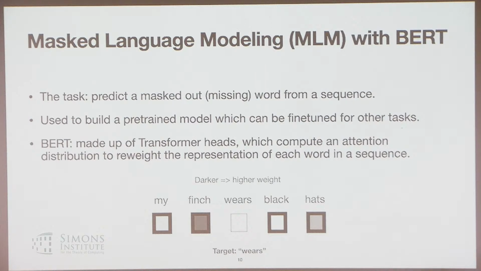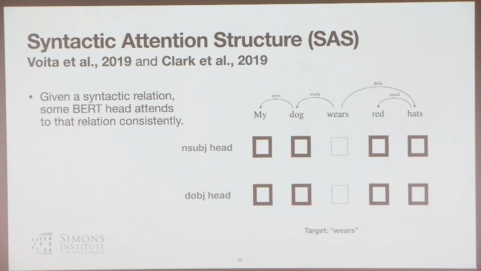And the classic example is BERT, which is what we're going to use because it's not too big, but it's not so small either. It's made up of transformer heads, and they each compute some kind of attention distribution that reweights each token in the sequence, just like an autoregressive model would do.